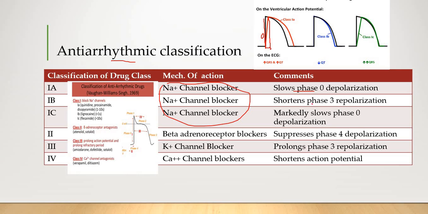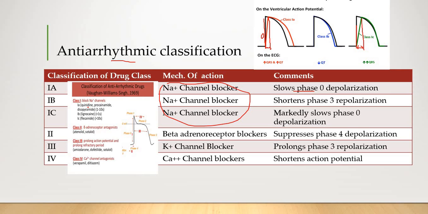In case of 1B, it shortens the phase 3 repolarization, and in case of 1C, it markedly slows the zero phase depolarization. And this marked slowing is the classical difference. If I draw a perpendicular from here and a perpendicular from here, you see this difference is very high compared to this particular difference. That is why they are classified as marked. And the drugs working here are disopyramide, quinidine, procainamide, lignocaine, and flecainide.